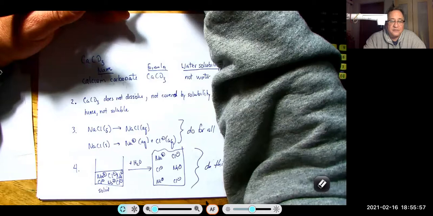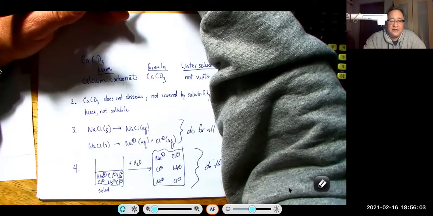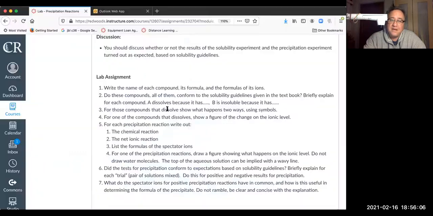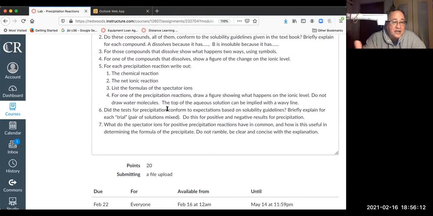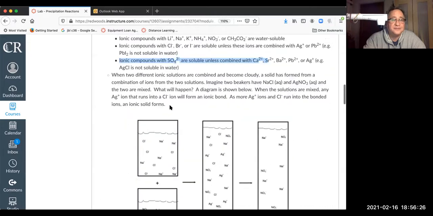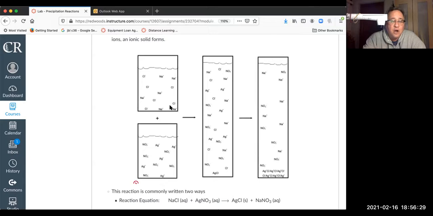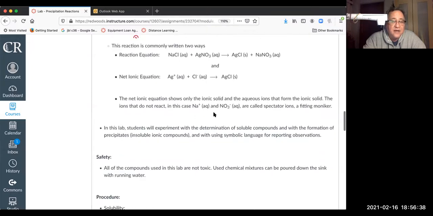What I'm going to do is show you the lab. So number 5 says chemical reaction, net ionic, formulas of the spectator ions, and for one of the precipitation reactions, draw a figure showing what happens on the ionic level. So let's look above and show you that this is what I've shown you here. So this drawing is what's happening on the ionic level. There's the reaction equation. There's the net ionic. And here we have the spectator ions.